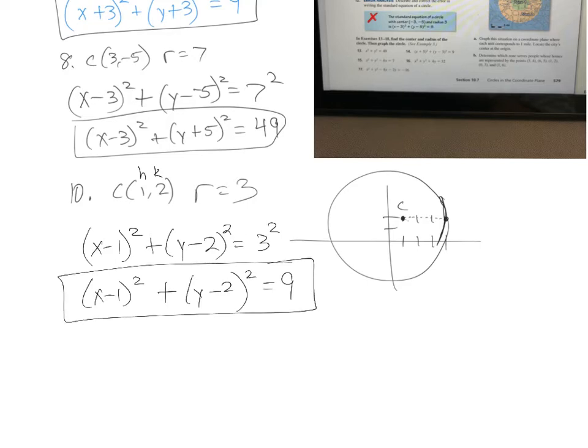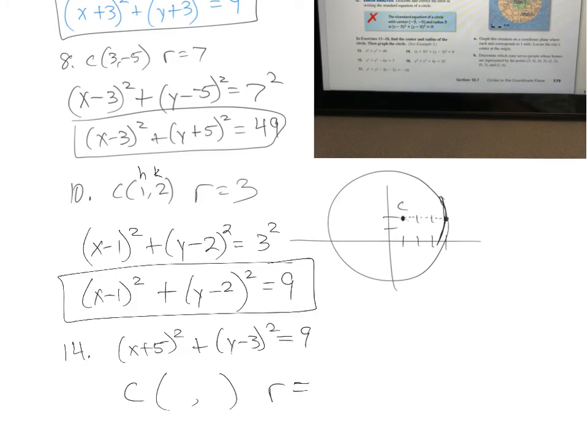Okay, now let's go ahead and look at problem number 14. Problem number 14 gives us the answer: (x plus 5) squared plus (y minus 3) squared equals 9. It wants to know the center and the radius.